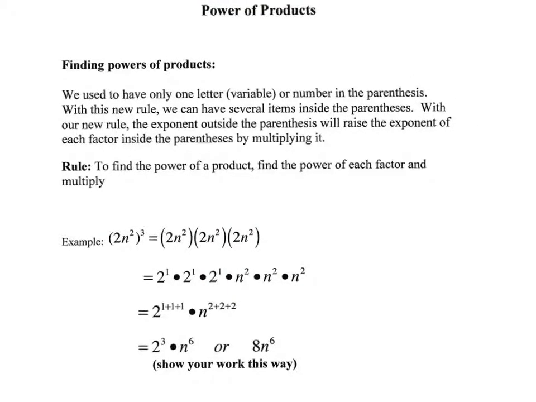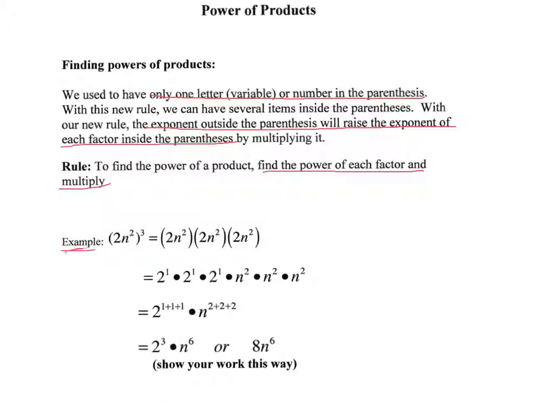Our next topic is power of products. Up to this point, we have only had one letter or variable or number in the parentheses. And now we can have more than that. The exponent outside the parentheses will raise the exponent of each factor inside the parentheses by multiplying it. The rule is to find the power of a product. You find the power of each factor and then multiply.